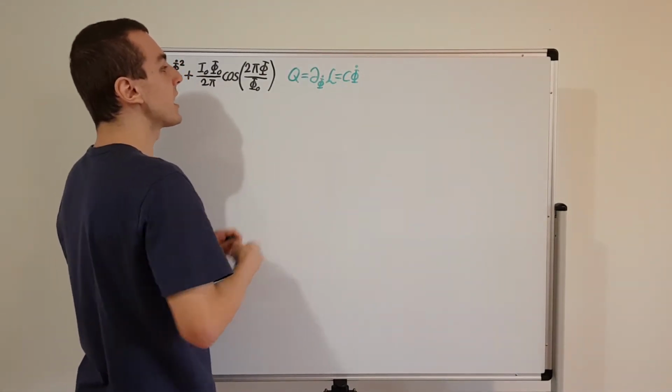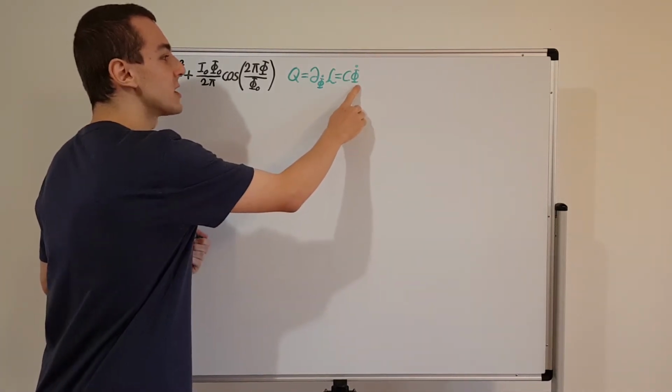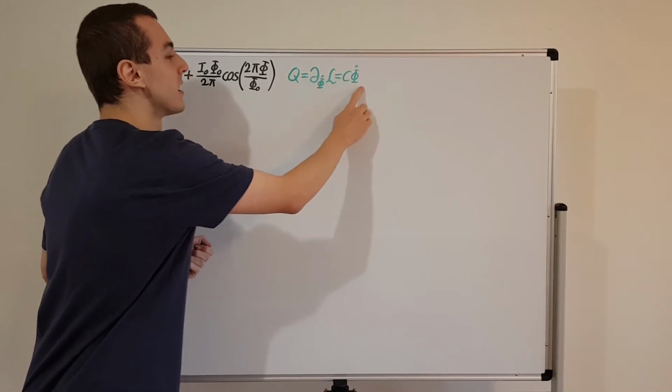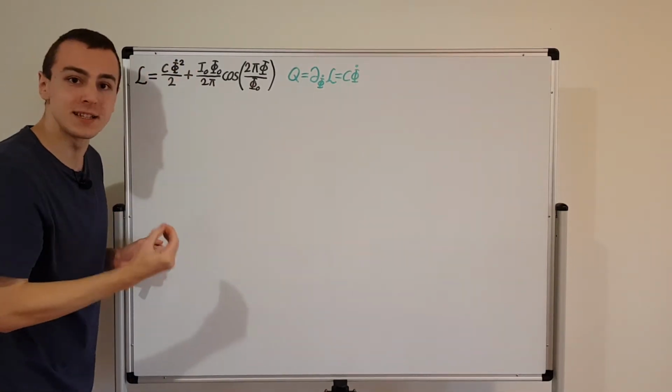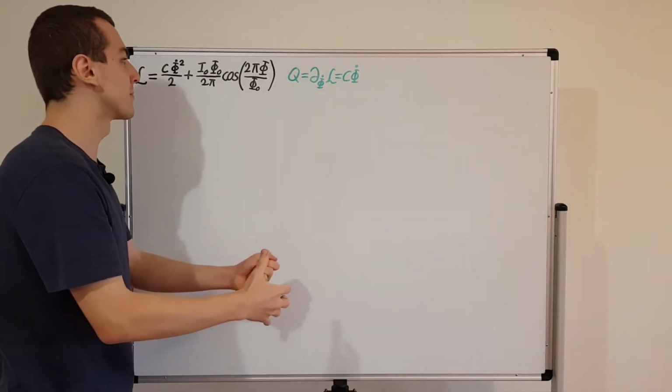So you can think of this like momentum. This is analogous to momentum. And this is analogous to velocity. This is just like momentum is mass times velocity. So capital C over here, that's the capacitance of the circuit. The capacitance is playing the role of the mass.